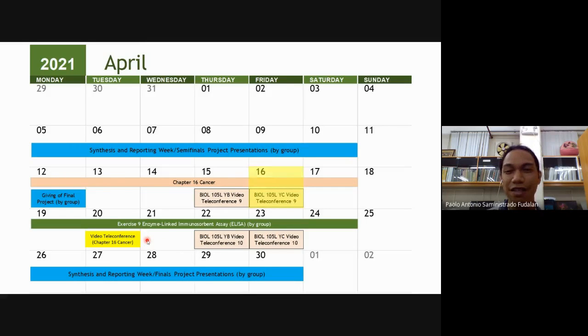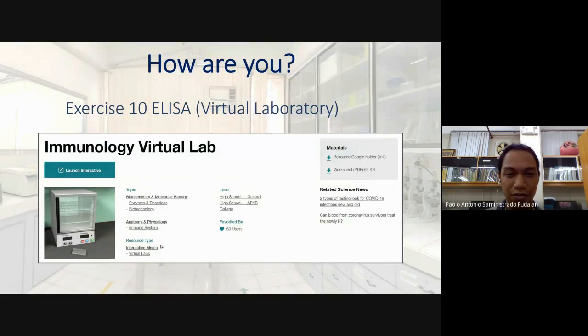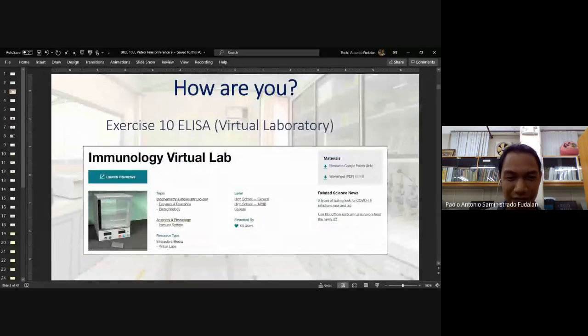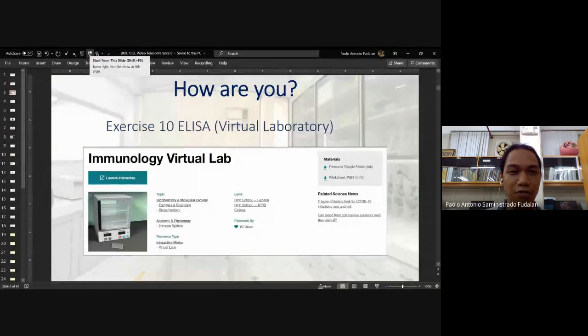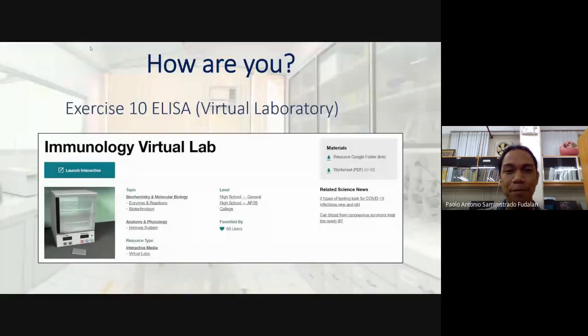So if there are none, this video teleconference is devoted to review, or a discussion, on the lab activity that we are doing right now. Let me admit someone in first. And that is a virtual laboratory activity on ELISA. So this is enzyme-linked immunosorbent assay. It's a virtual laboratory activity.